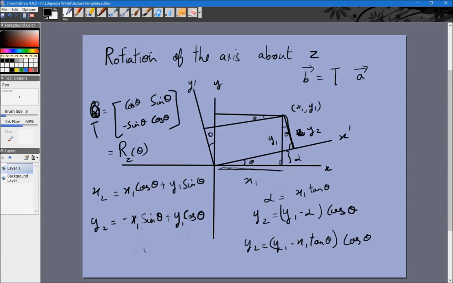It's different for each theta. But you see, if you rotate the axis by an angle theta, and you multiply it by x1 and y1, what do you get? x1 cos theta plus y1 sin theta is the first entry, minus x1 sin theta plus y1 cos theta is the second entry. So we see that this is a very specific transformation, a rotation of the axis. If you rotate the xy plane by an angle theta, that can be represented by this matrix.